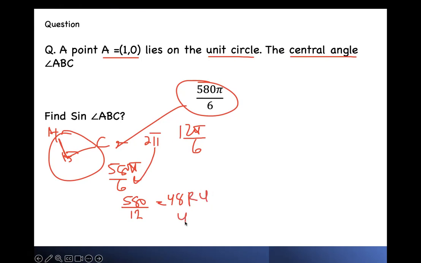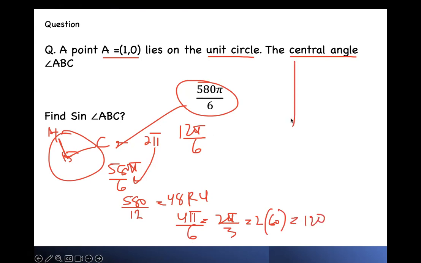And then the 4 becomes your new reduced form. Always go back to your denominator, which is 6. So 580 pi over 6 is actually 4 pi over 6. And if you reduce this further, you get 2 pi over 3. We already know pi over 3 is what? 60. So you have 2 times 60, which is equal to 120.